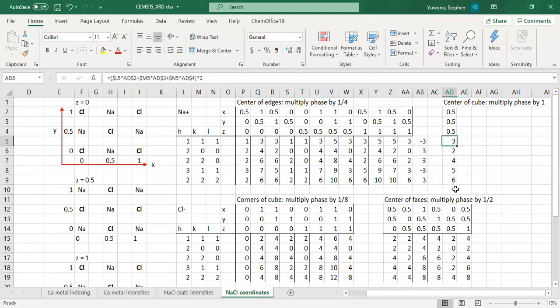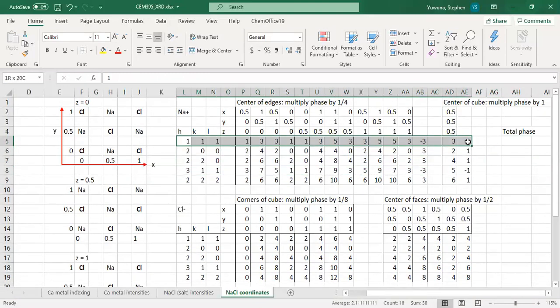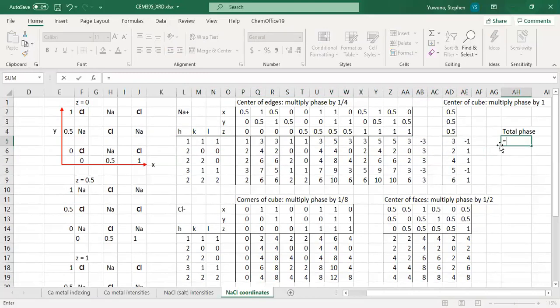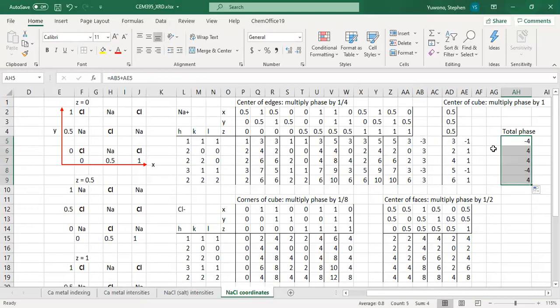here we do the same thing, because now we have 1 and we don't need to divide by anything. So it's going to be -1, 1, 1, -1, and 1. Okay. So now the total phase contribution for the sodium plus for each of these planes is just the sum of these two numbers. Okay. So it's going to be -3 and -1. You sum them together. All right.